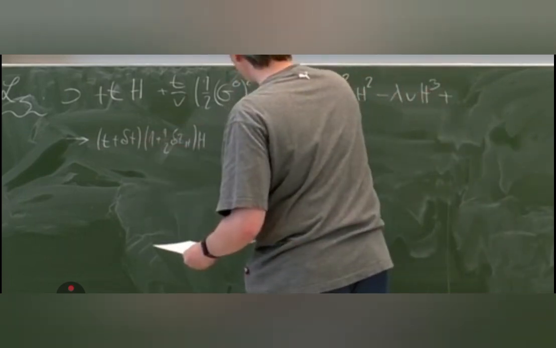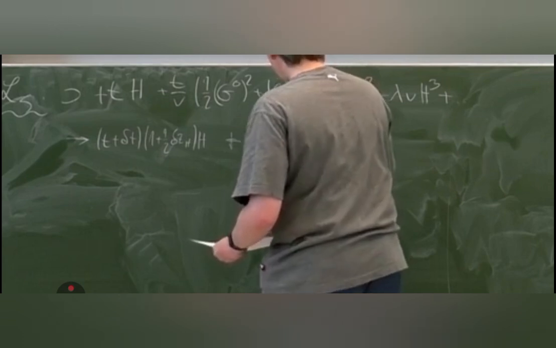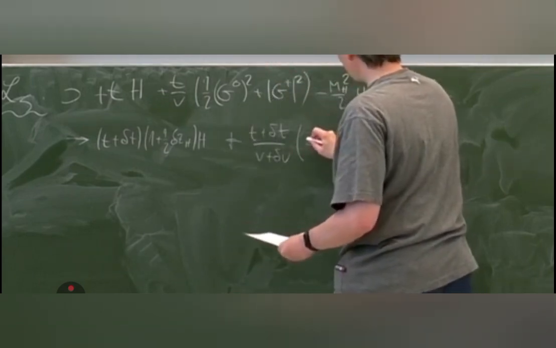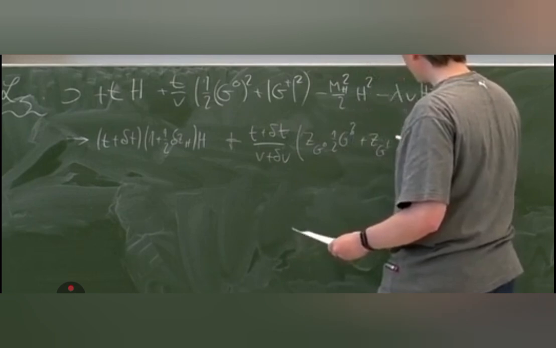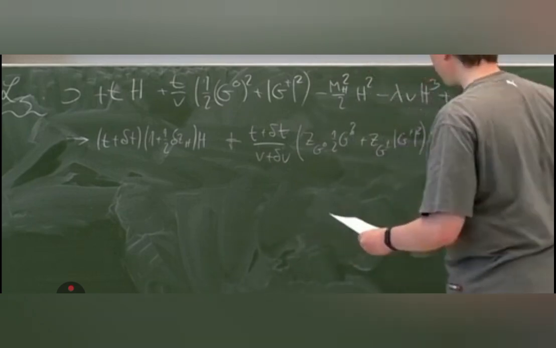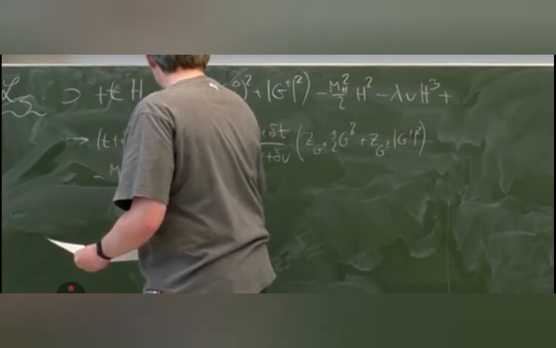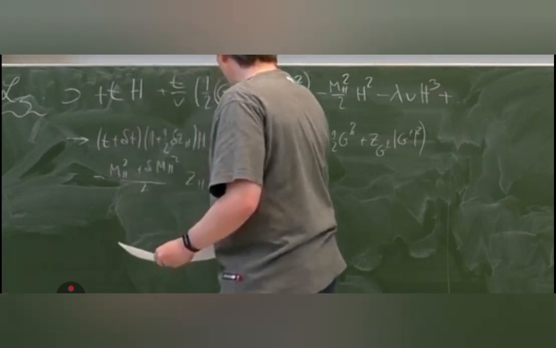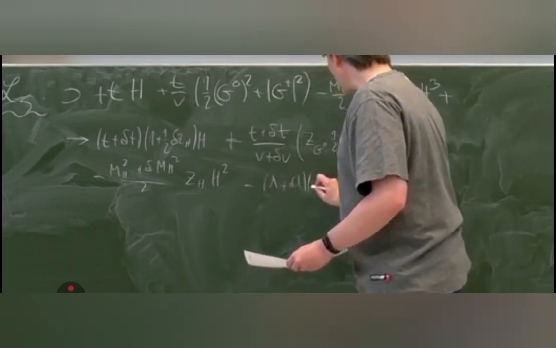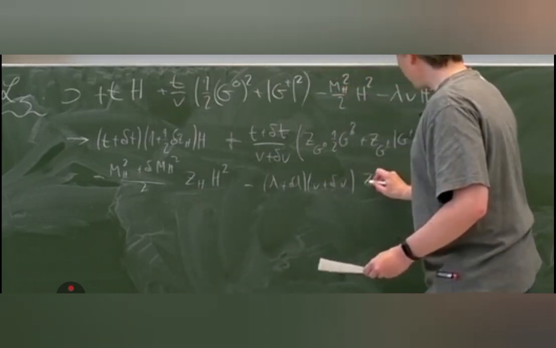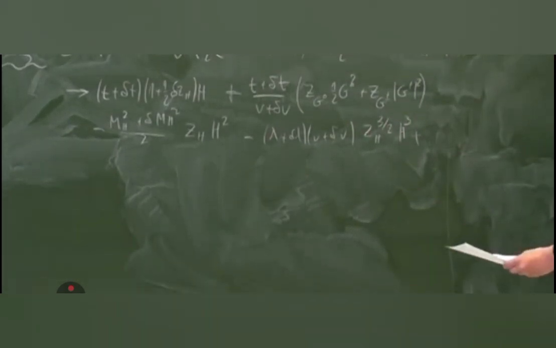Then next, t plus delta t divided by v plus delta v times z g0 times 1/2 g0 square plus z g plus minus times g plus square, minus mh square plus delta mh square over 2 times zh times h square, and minus lambda plus delta lambda times v plus delta v times zh to the power 3 over 2 times h cube.